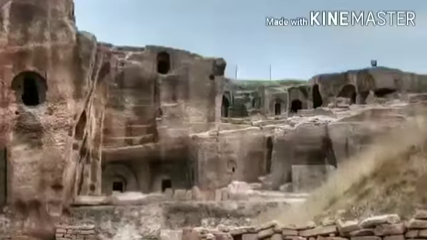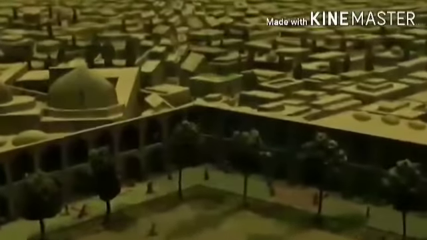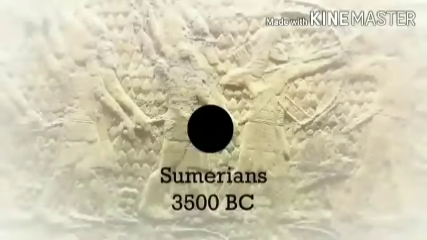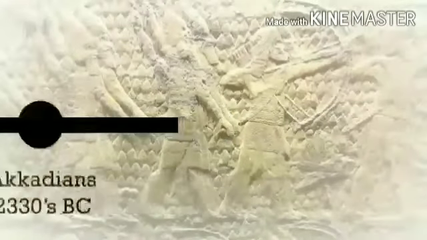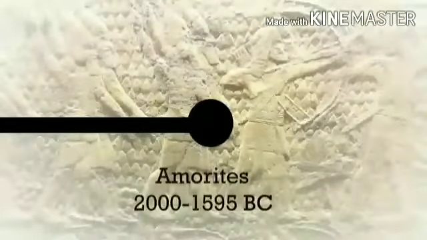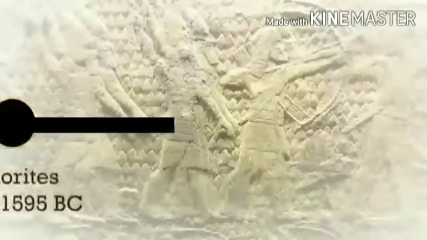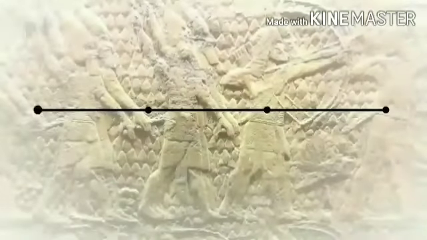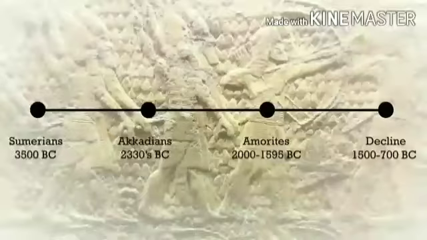Mesopotamia was one of the oldest civilizations. It first began with the Sumerians in 3500 BCE. The Akkadians followed the Sumerians and were succeeded by the Amorites, and this civilization flourished and lasted till 1500 BC. After that, this civilization declined and finally came to an end somewhere around 700 BCE.